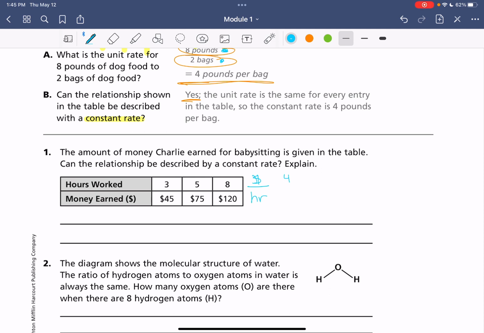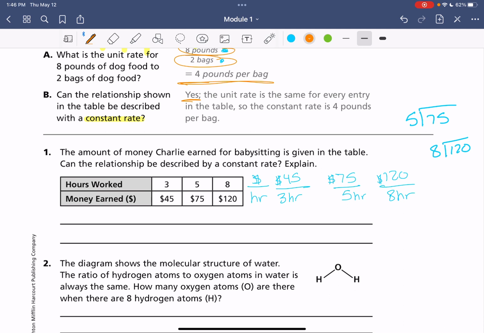So here we have $45 for 3 hours of work, $75 for 5 hours of work, and $120, again, always knowing what these numbers are talking about, for 8 hours of work. Do a little division on the side of your paper here. Pause if you need to. 5 into 75, 8 into 120. What does that end up looking like?